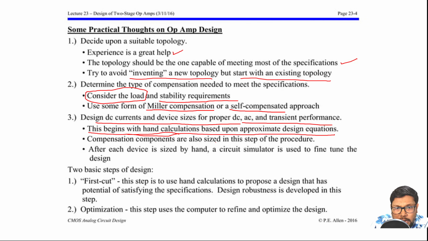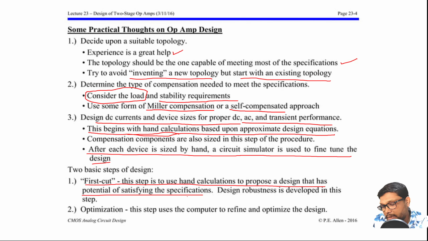Compensation components are also sized in this step 2 procedure. After each device is sized by hand, the simulator is required to fine tune the design. It's good, and we'll calculate with the simulator and also fine tune it with the simulator. So the first cut uses hand calculation, and with a little bit of knowledge we can use it with the simulator also. So we'll optimize and refine the design.